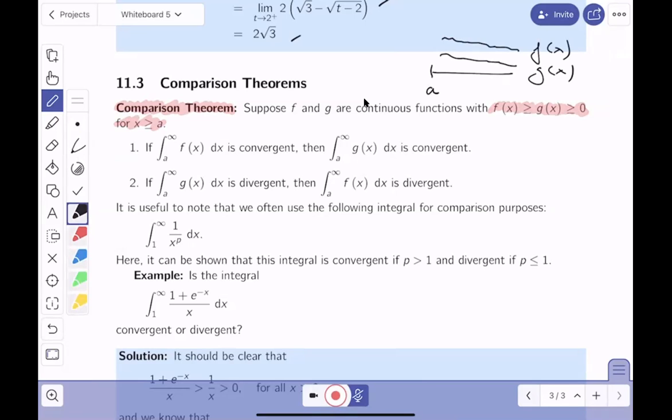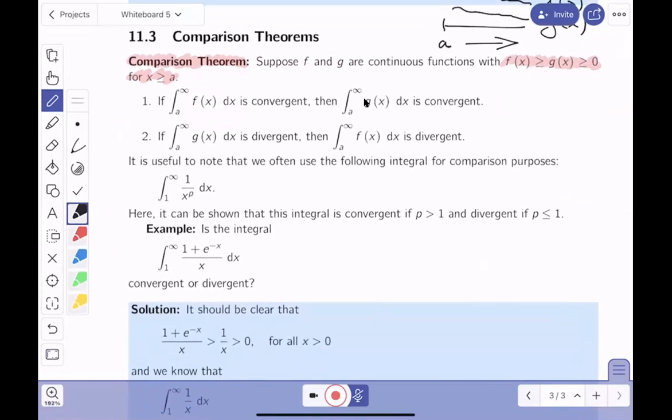The comparison is f of x is greater than or equal to g of x is greater than 0 on the interval from a out to infinity. All right. I read that, understand it. So here's the part where it gets a little bit creepy for students, is understanding what they're saying over here. We understand these two things over here. Number one, number two.